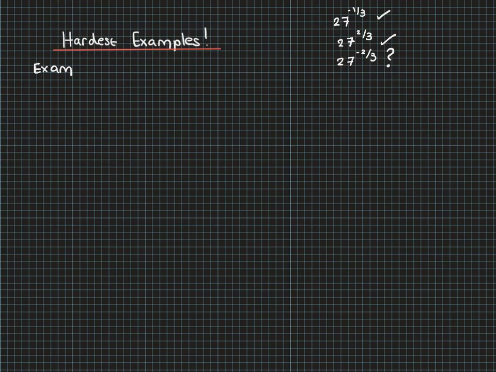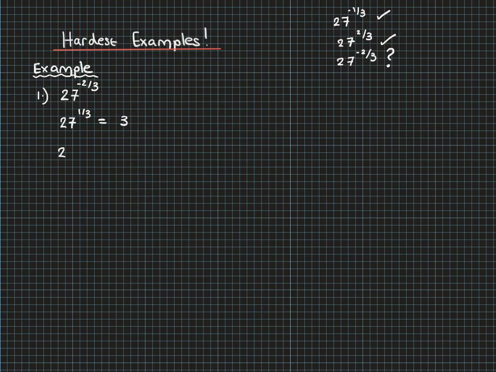So, as ever, let's start with some examples and think about them carefully. And the example that we're going to start with is indeed 27 to the power of negative 2/3. So, break the question down bit by bit. Start with 27 to the power of a third, a really easy question. 27 to the power of a third is the cube root of 27, which is simply 3.